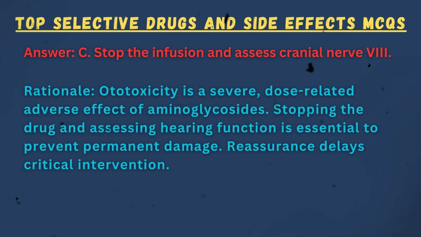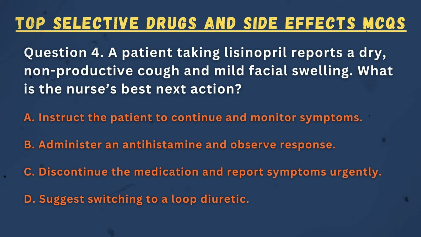Answer. C. Stop the infusion and assess cranial nerve 8. Rationale. Ototoxicity is a severe, dose-related adverse effect of aminoglycosides. Stopping the drug and assessing hearing function is essential to prevent permanent damage. Reassurance delays critical intervention.